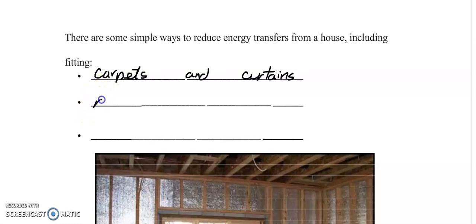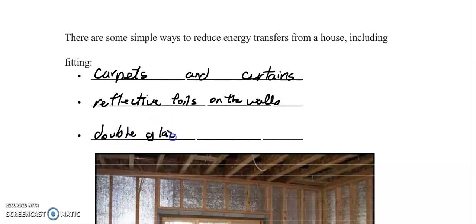Also, reflective foils. Now, we're going to do this on the walls. And the third one here is using double glazing with the windows.